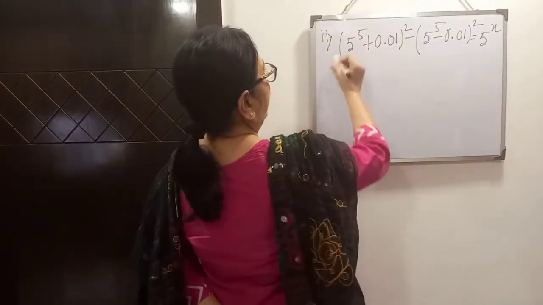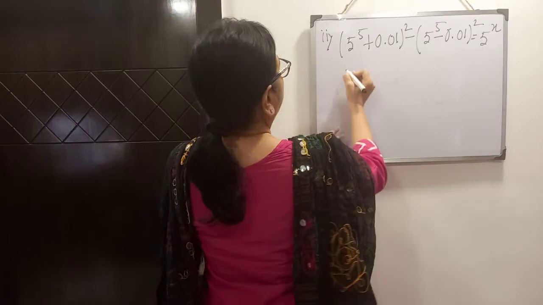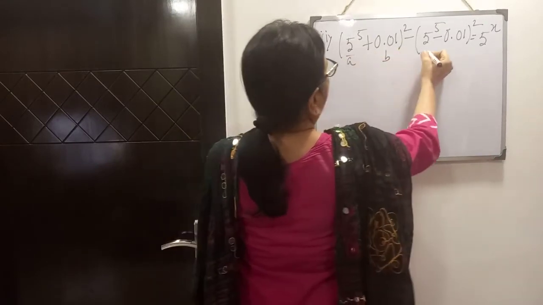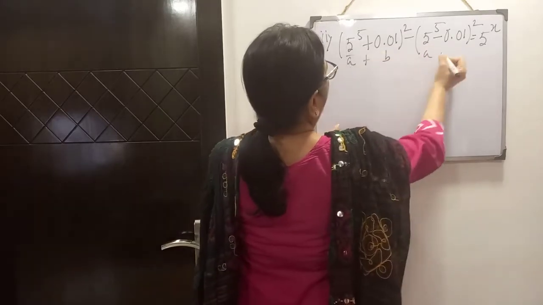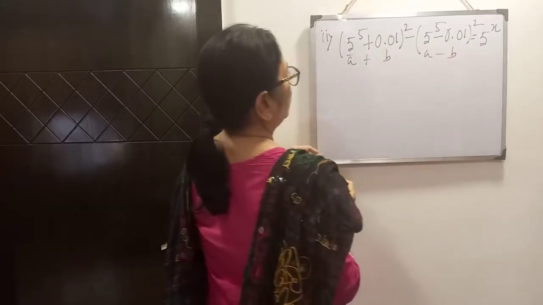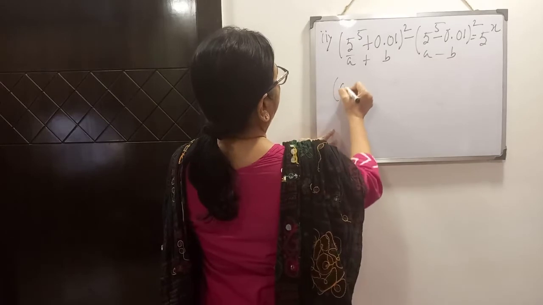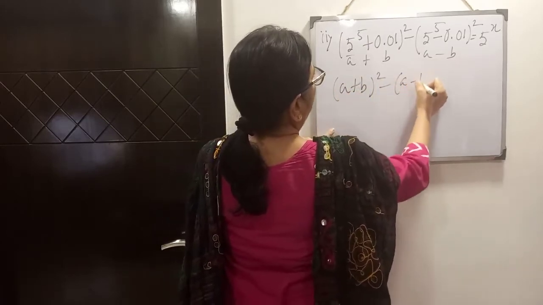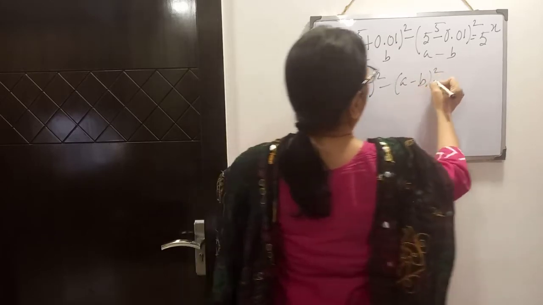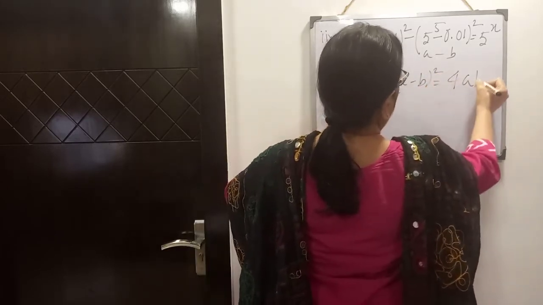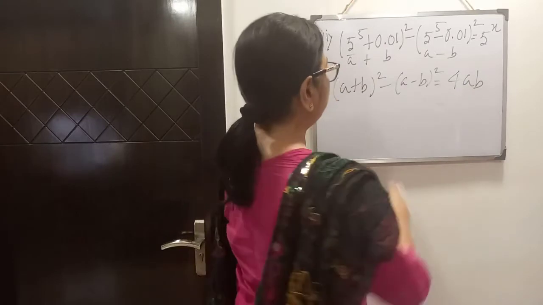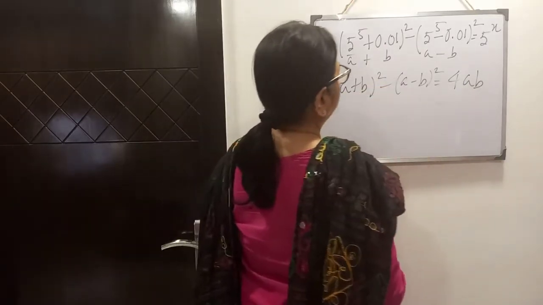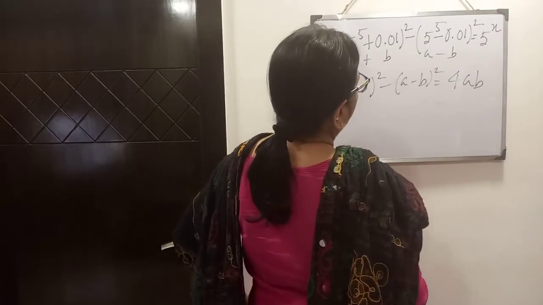Now directly I will write down the formula. Suppose this is A and this is B. So it is in the form of A plus B and it is in the form of A minus B. You know there is one formula: A plus B whole square minus A minus B whole square equals 4AB. If you have forgotten, you will write it down in your copy.